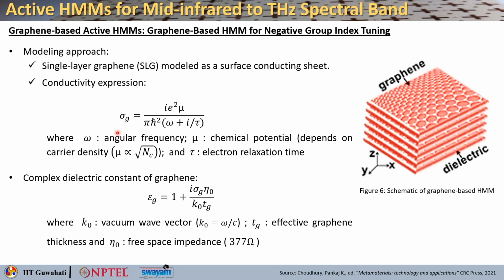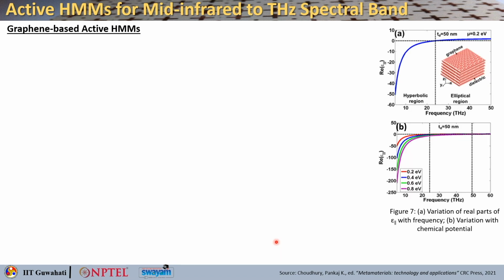So once you can estimate this conductivity, you can always get the complex dielectric constant of the graphene, given as epsilon g equals 1 plus i sigma g eta naught divided by k naught Tg. So k naught is basically the vacuum wave vector, that is omega by c. Tg is the effective graphene thickness, and eta naught is the free space impedance, that is 377 ohm, right.